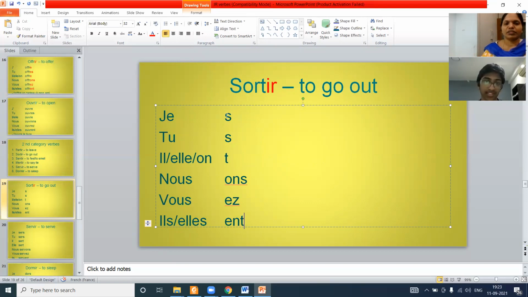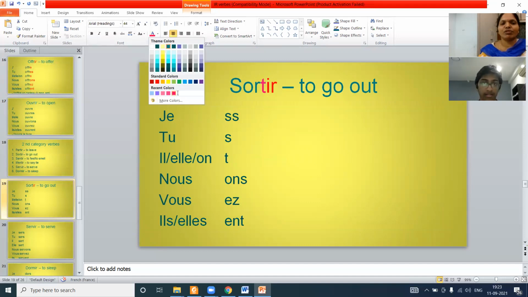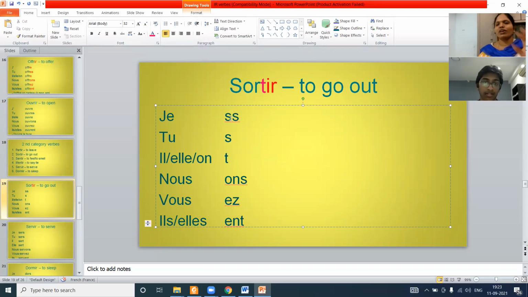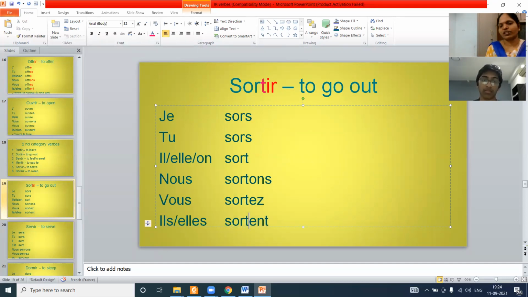Okay, so it's similar to ER, but the first three are different. From the ending, the third letter, T, we have to remove, in the singular forms, that means je, tu, il form. For example: je sors, tu sors, il/elle/on sort, nous sortons, vous sortez, ils sortent, elles sortent.